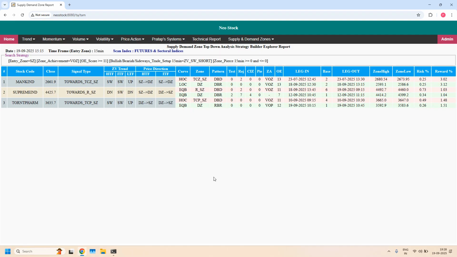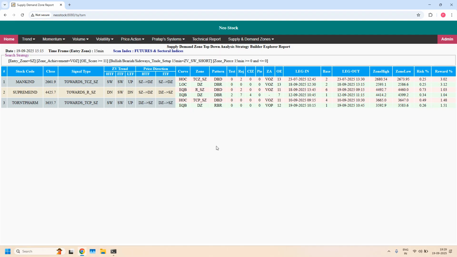You can plan trades in these 15 minute supply zones, provided less than 20 checklist items are satisfied. Not less than 20, I'm sorry, less than 30.3, because it is a sideways trade setup. Less than 30.3 checklist items are satisfied. Otherwise, higher chances of zone violation.